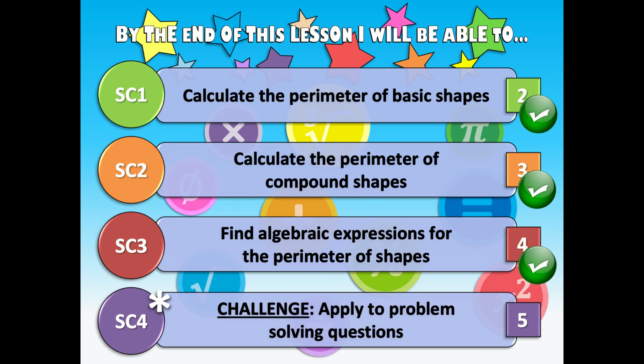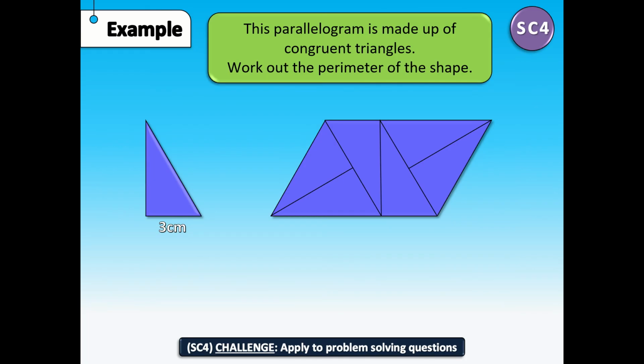So now we're going to move on to number 4, and this is to apply to problem solving questions. So this parallelogram is made up of congruent triangles. That means all the triangles are the same size. Work out the perimeter of the shape.